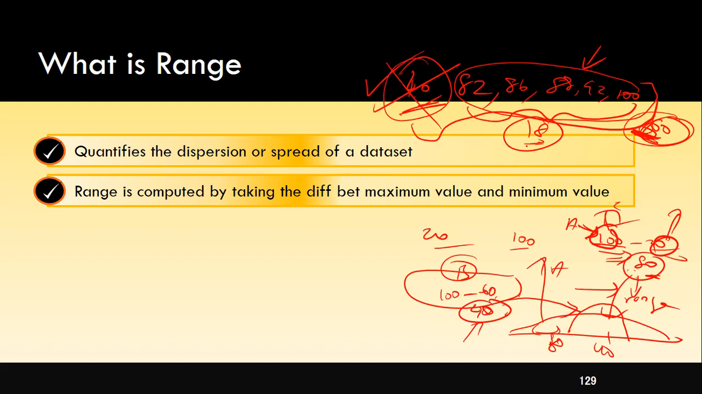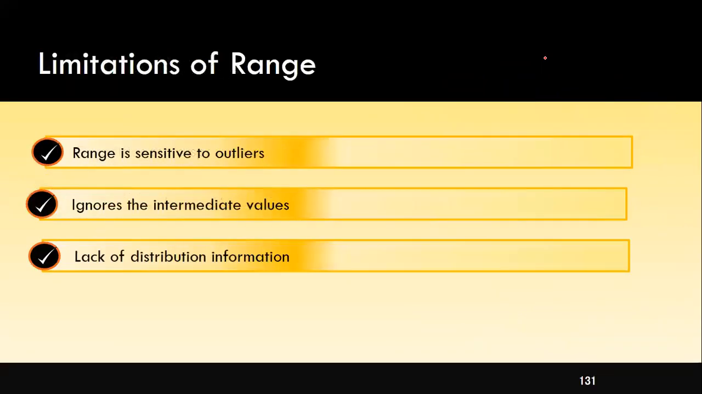Okay. If you remove the outlier, you can see this. So with this example, we are able to understand quickly the range is sensitive to outlier. It misleads you to think your spread is too wide if you have outlier in your data set.